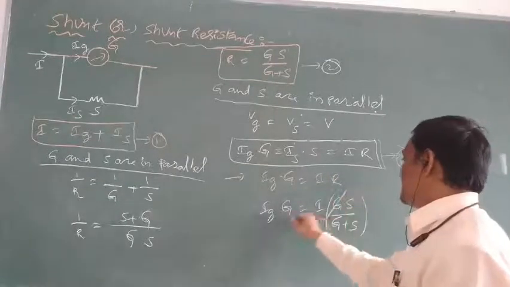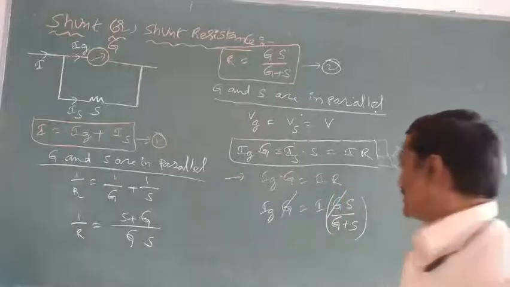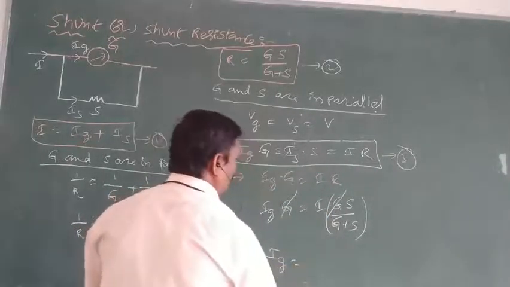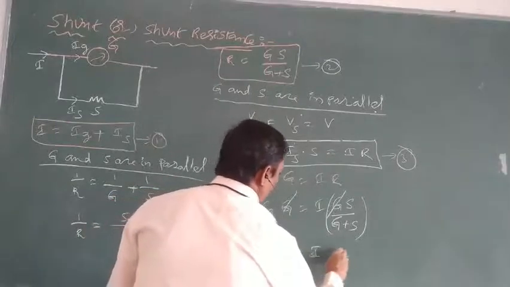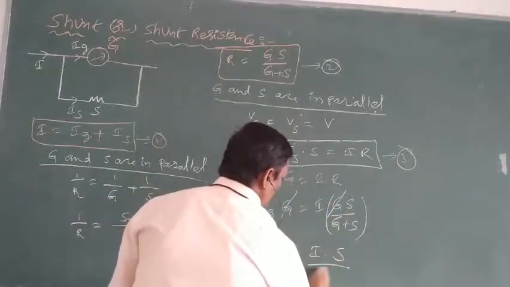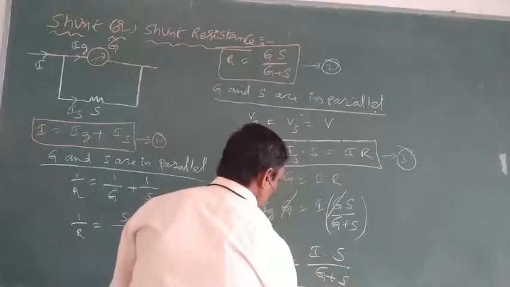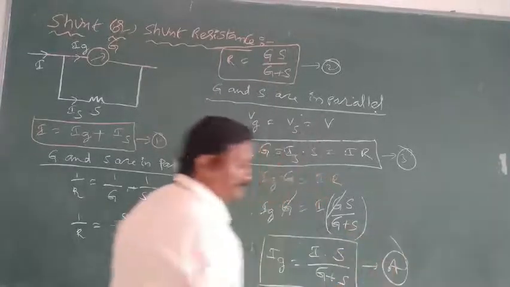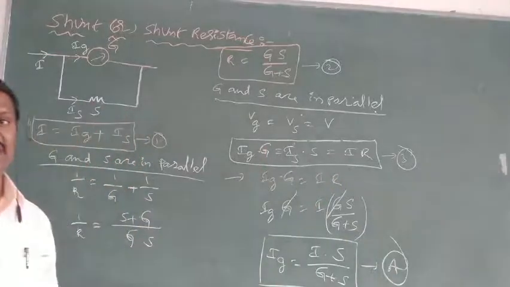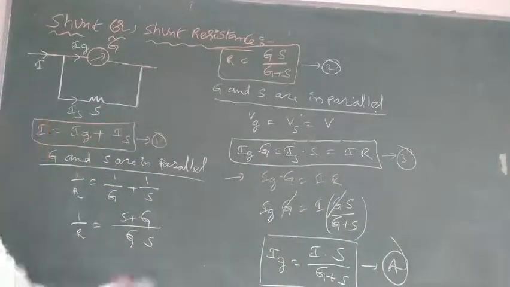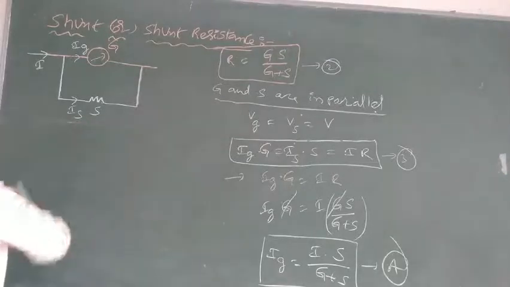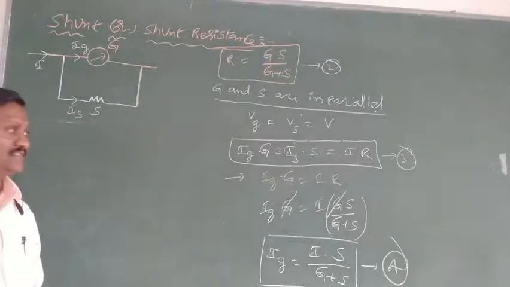On both sides, G is cancelled. Then the expression for galvanometer current Ig is equal to I into S by G plus S. So it is the expression for current passed through galvanometer. Assume it is equation A. Next, also find the current passed through shunt resistance, Is.